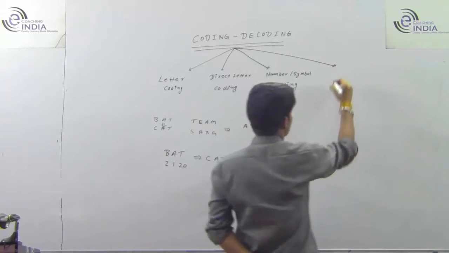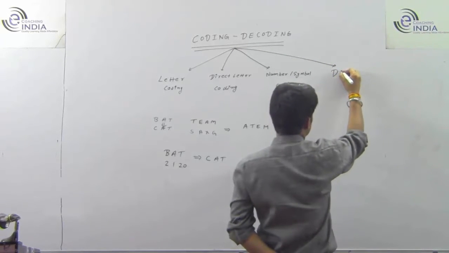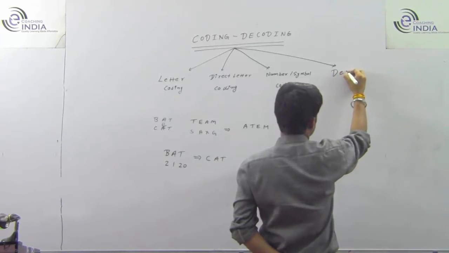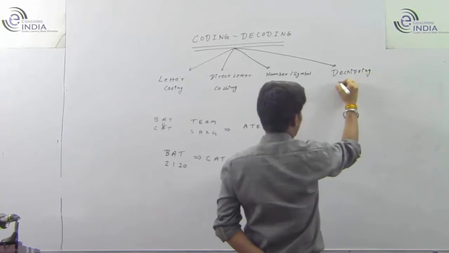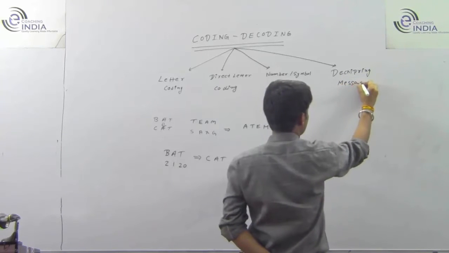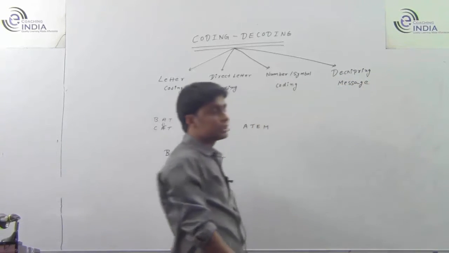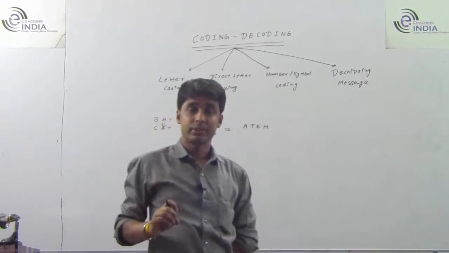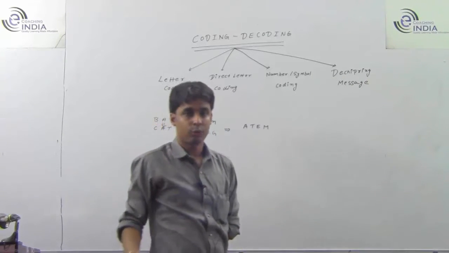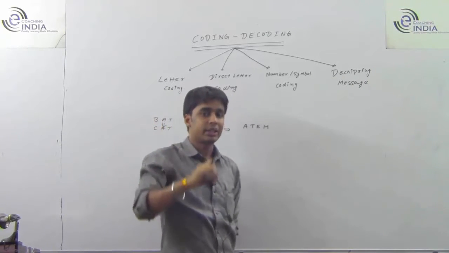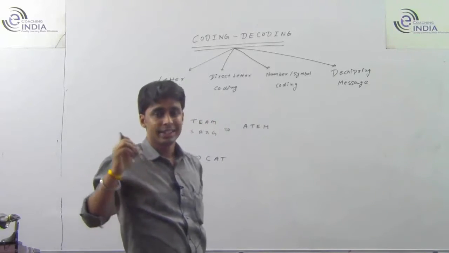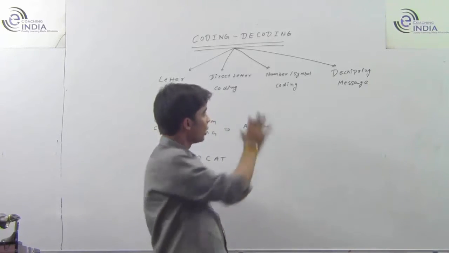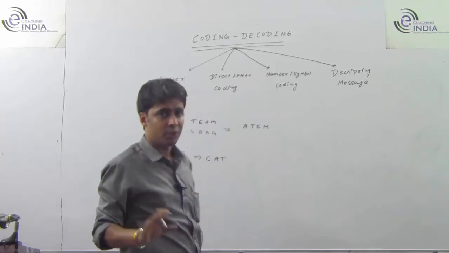The fourth type is called deciphering message, right. In deciphering message there will be a message given to you and a corresponding code for it. You have to decipher the message. Decipher means you have to tell the respective codes of the words of that message. We will see this type in the question format itself.